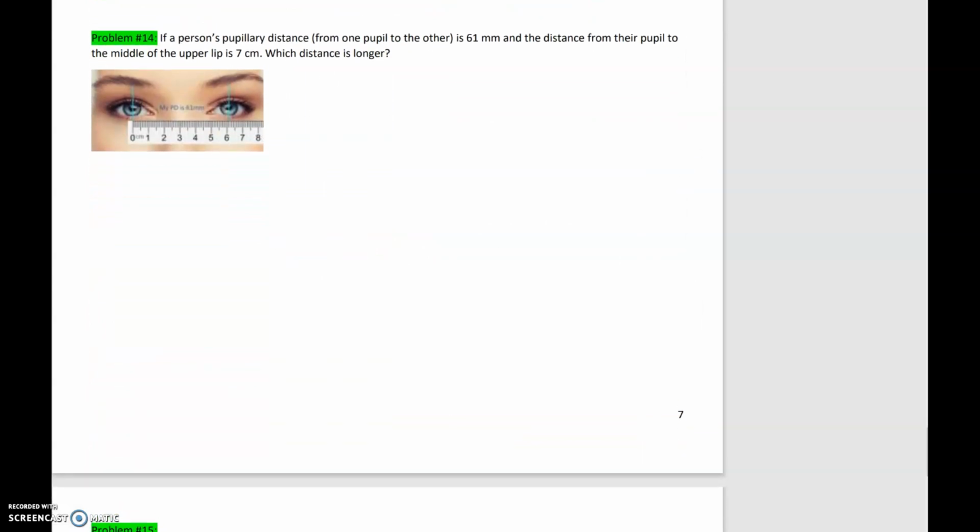And in problem 14, please take a second and read it. There's two measurements that they want us to compare. In this case, 61 millimeters, which is the distance between the pupils of the eyes, and then 7 centimeters. They're asking which one is longer. So in this case, we need to compare the following two measurements: 61 millimeters and technically 7 centimeters. The main idea is that they're asking which one is longer.